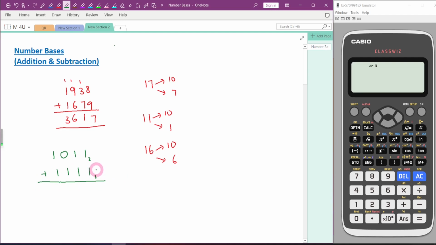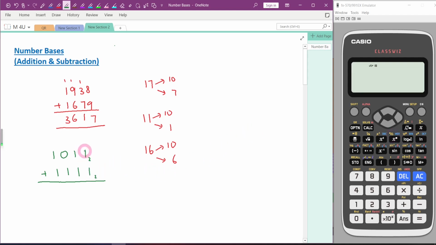So our calculator can actually help us to do binary numbers, octal numbers, and hexadecimal. But in this video, I will just focus on binary numbers, octal numbers and other bases. I will not touch the hexadecimal. This is actually base 16, which is not in your syllabus.